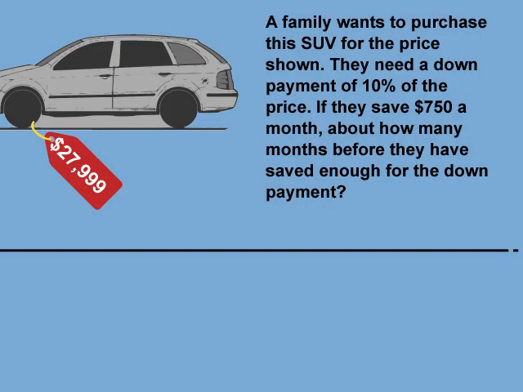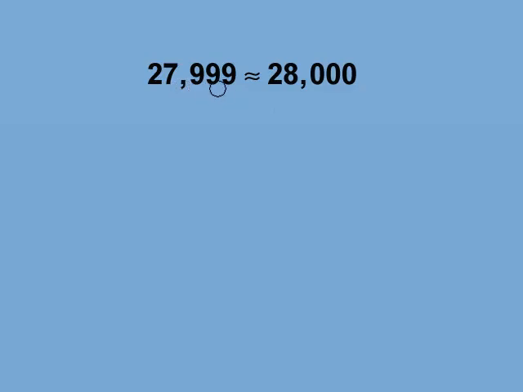A family wants to purchase this SUV for the price shown. They need a down payment of 10% of the price. If they save $750 a month, about how many months before they have saved enough for the down payment? The price of this car is $27,999. To start, let's round this value to the nearest thousand. The 999 here is closer to 1,000, so we increase the value in the thousands place and we get 28,000.